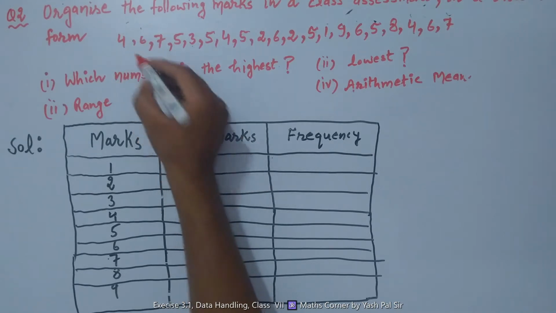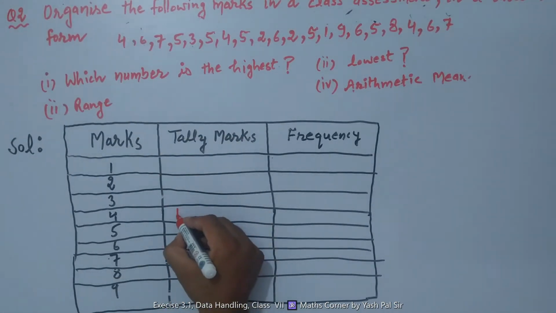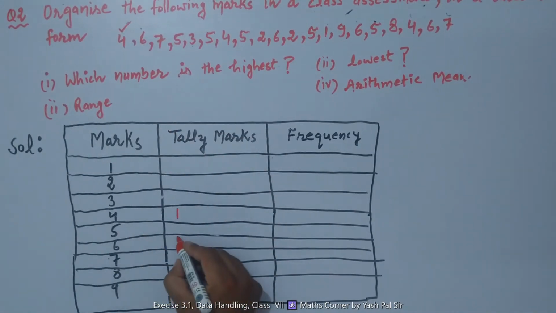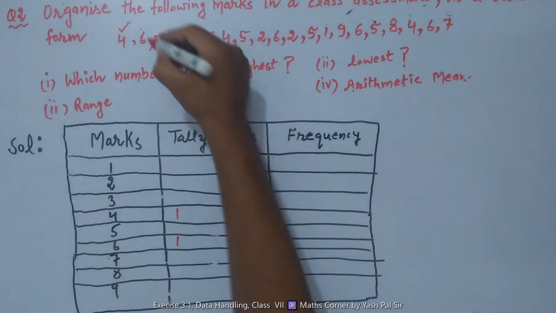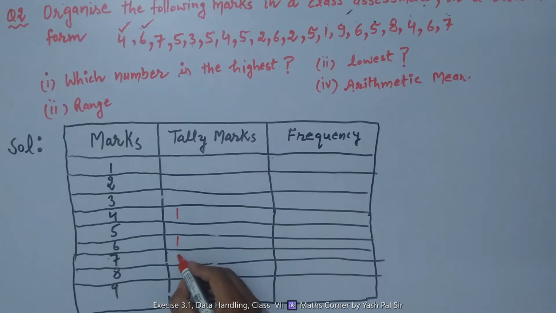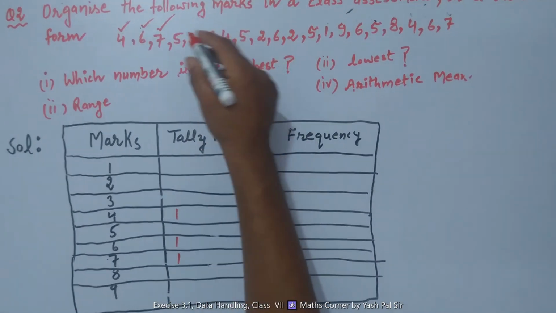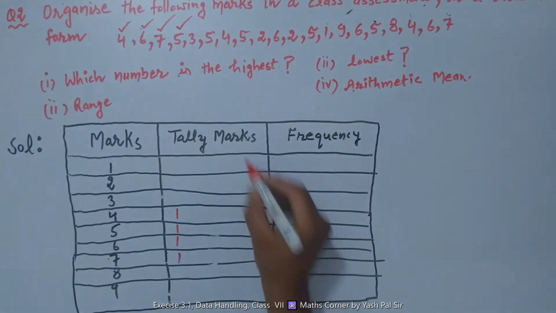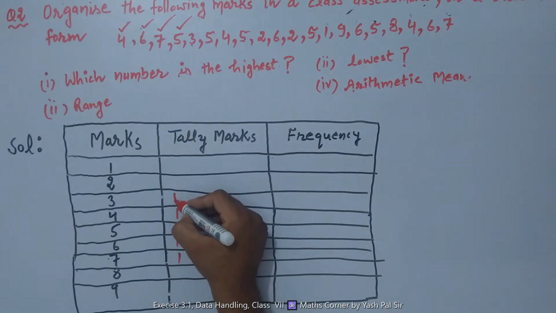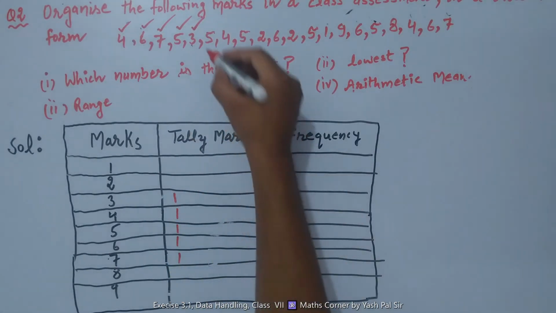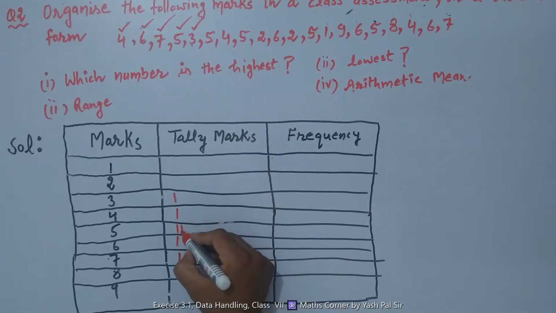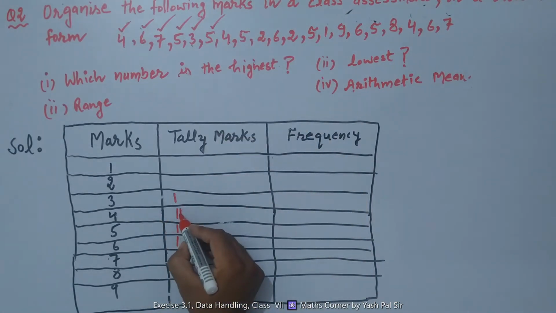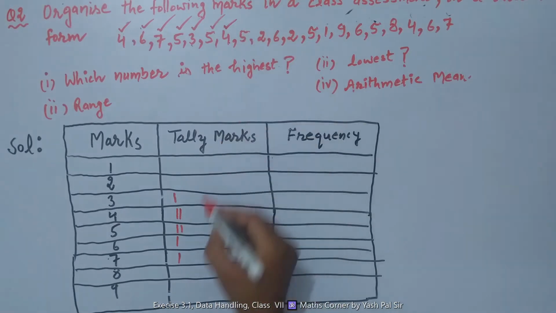For 4, where to put the tally mark? Here, 4 is okay. Next is 6. Where comes 6? Here, put 1 mark. Okay, 6 is okay. Next is 7, we write here 1 mark. After 7 we have 5, so mark here 1. Thereafter 3, where is 3? This is 3, okay. Next is 5, then 5 again, second one, okay. Next is 4, where is the 4? This is 4. Next is again 5.